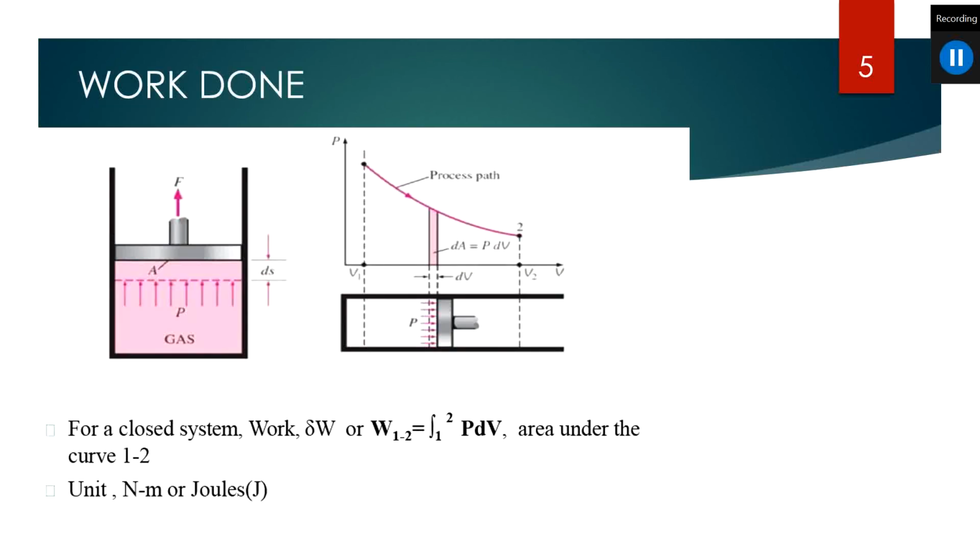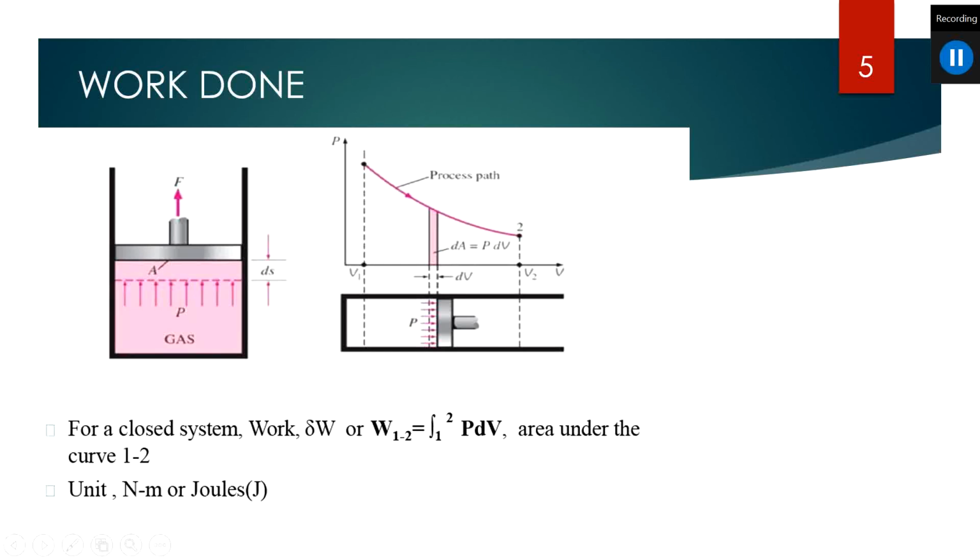So what do you mean by work done? Consider a cylinder in which a small piston is inside that cylinder and a gas is filled inside the cylinder. When we add heat to this gas, the gas will expand and exert pressure on the piston. Because of this, the piston moves upwards, and there is a force. The piston moves upwards with a distance ds.